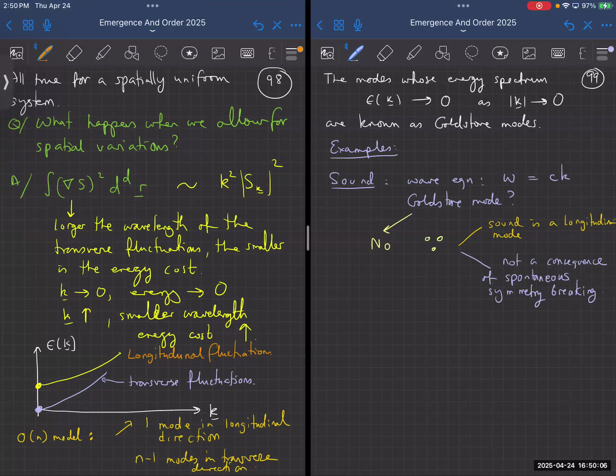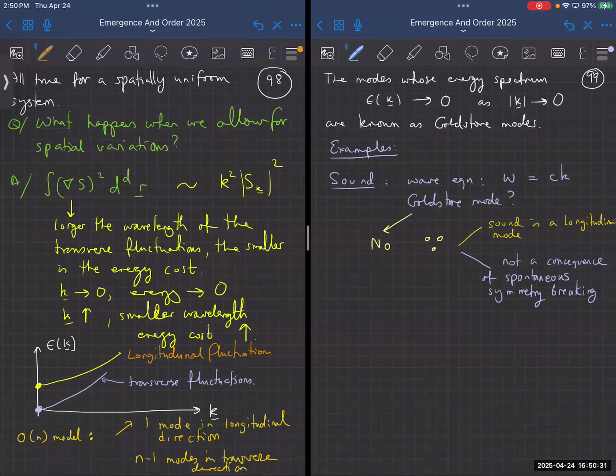Julian says yes. Who agrees with Julian? Is he right? Yes or no? Okay, as usual, the answer is no. The longitudinal mode in the solid is not a Goldstone mode, because if I go through the phase transition to a liquid state, I still have that longitudinal mode. So the existence of that mode was not a consequence of spontaneous symmetry breaking.